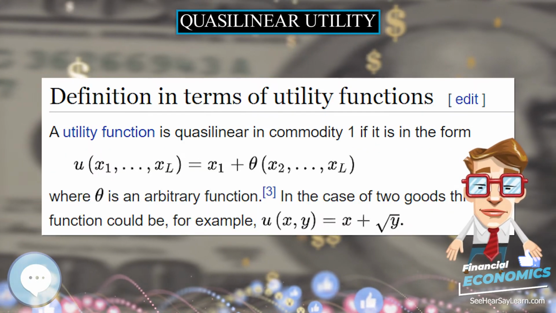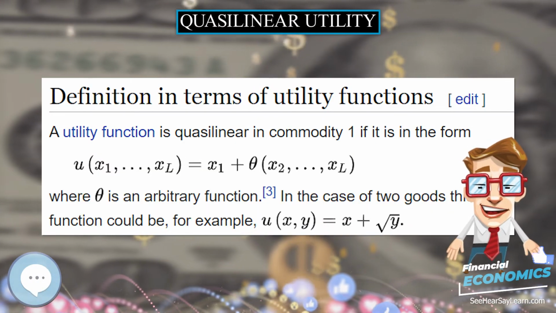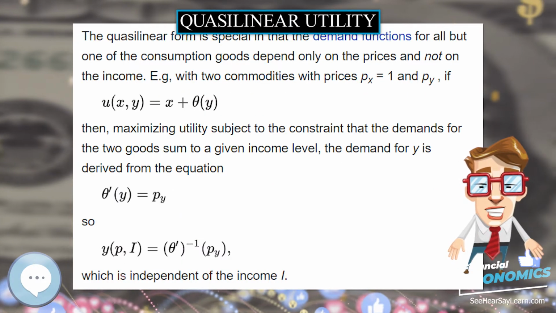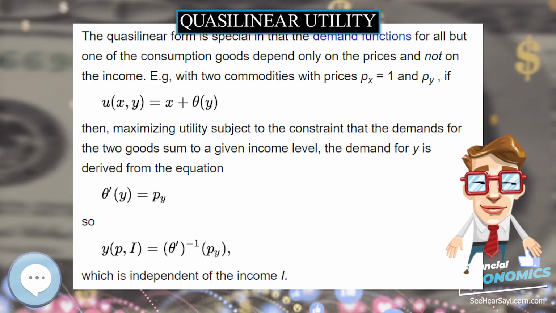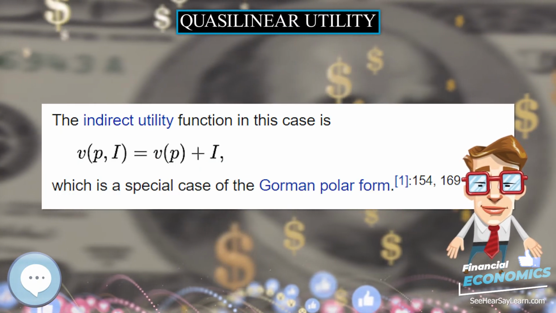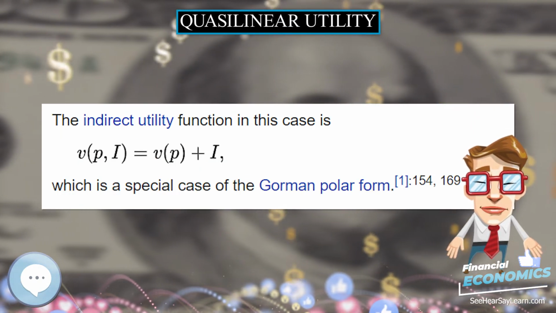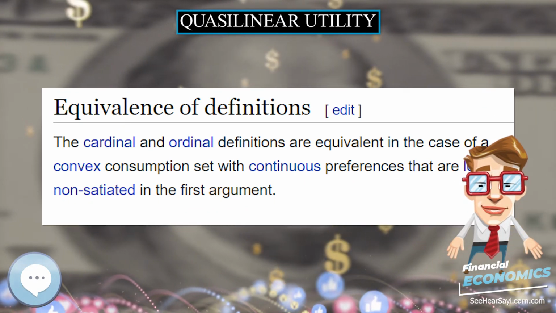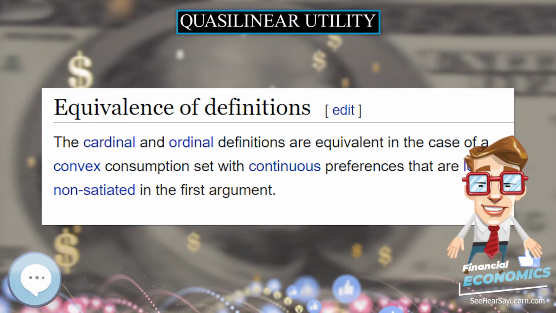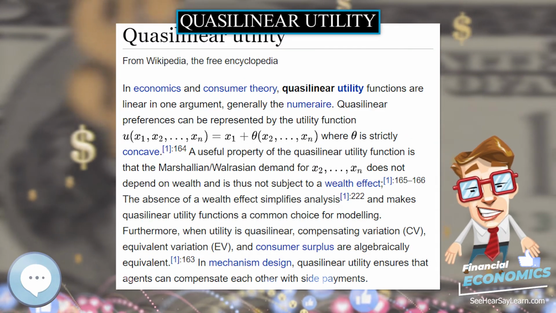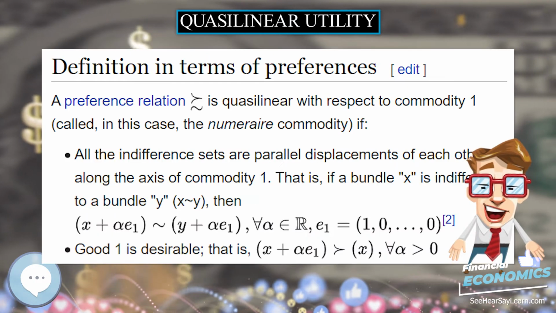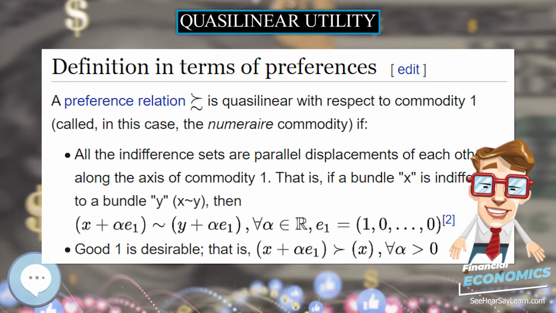Definition in terms of utility functions. A utility function is quasilinear in commodity 1 if it is in the form where θ is an arbitrary function. In the case of two goods this function could be, for example, u(x, y) = x + y, or u(x, y) = x + √y.